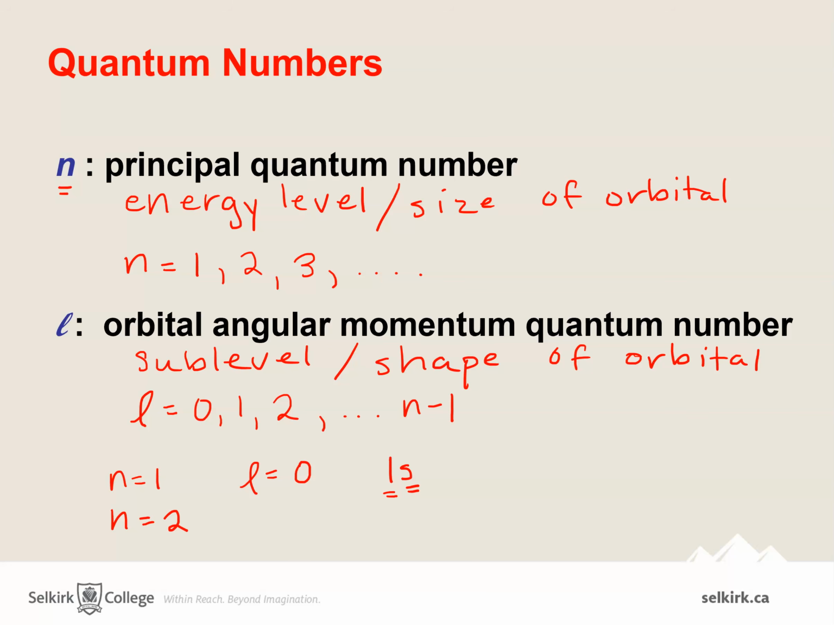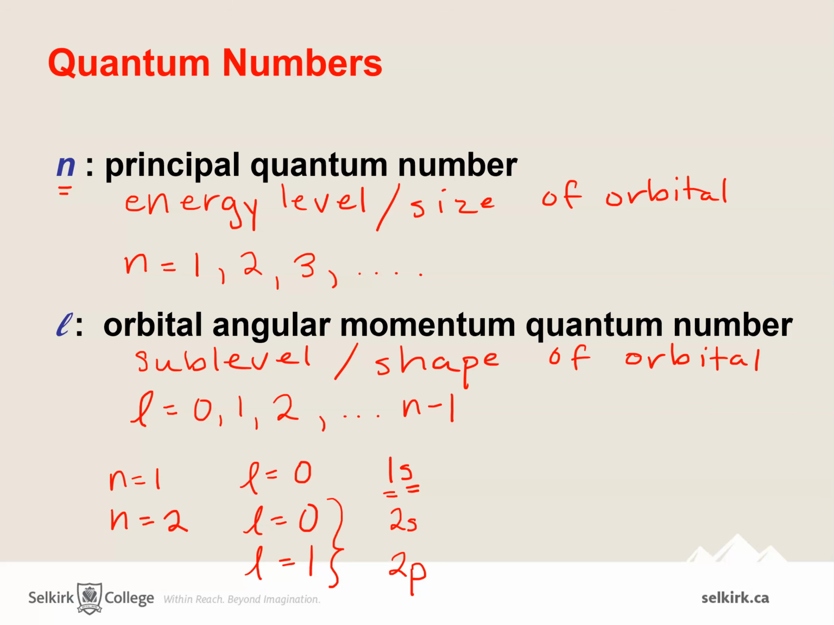The rule for L says that L can be anything from 0 up to n minus 1. We're in the second energy level, so n minus 1 is 1. L could be either 0 or L could be 1. And the important thing is how many labels that generates. I got 2 labels here. So that tells me there's 2 sublevels or 2 shapes at the second energy level. Those are the 2s and the 2p.